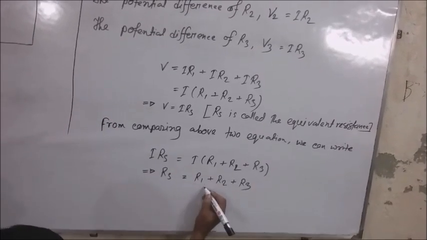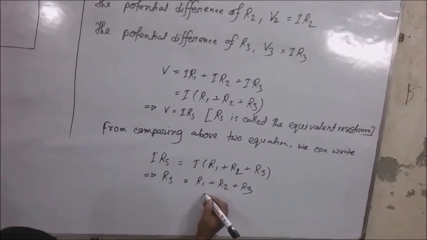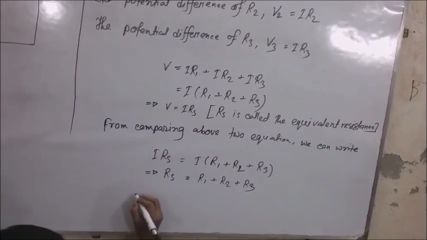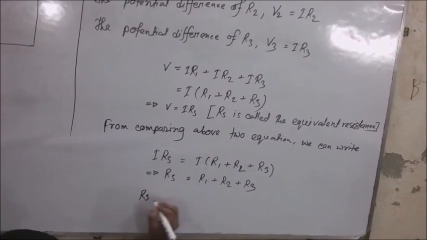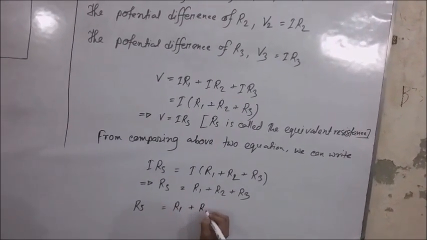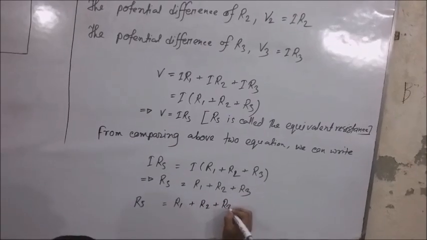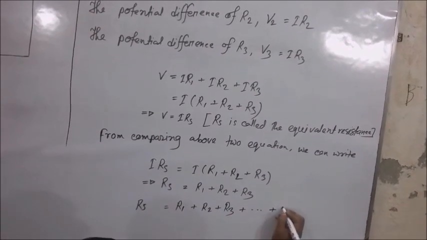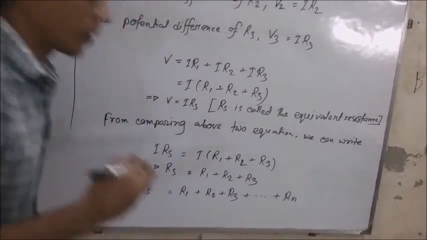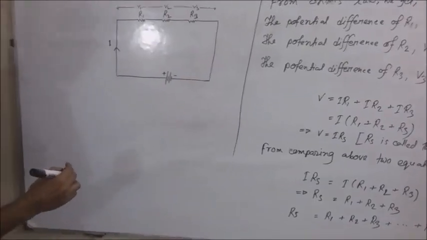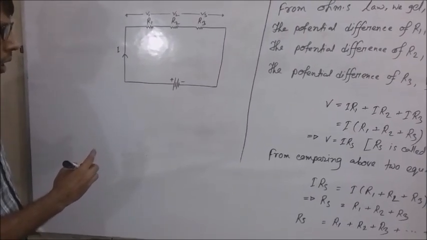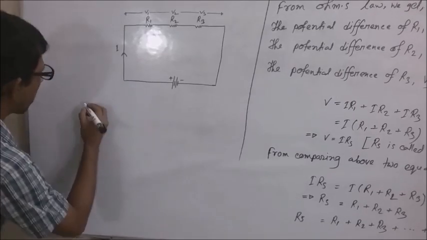Instead of three resistances R1, R2, R3, if we take n number of resistances, then we get RS equal to R1 plus R2 plus R3 plus ... plus Rn. The value of equivalent resistance in series combination is greater than that of individual resistances.